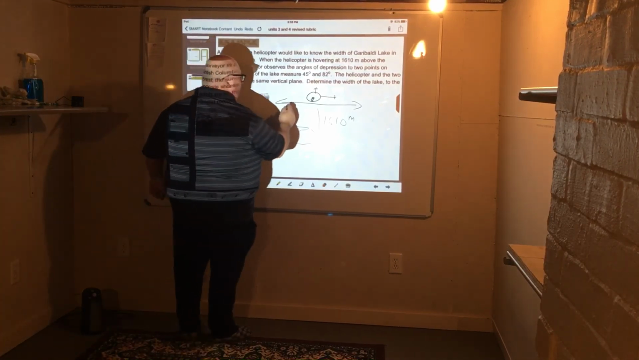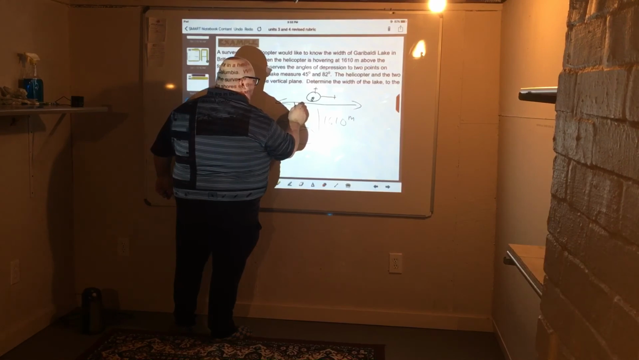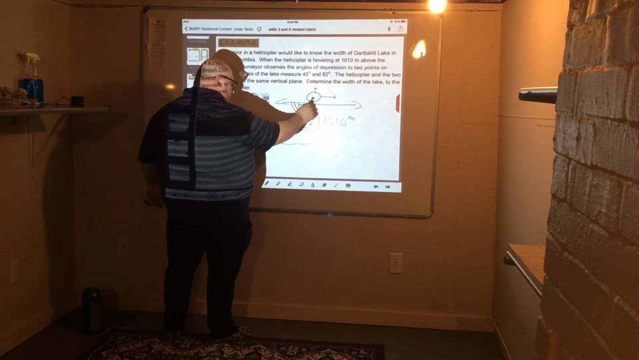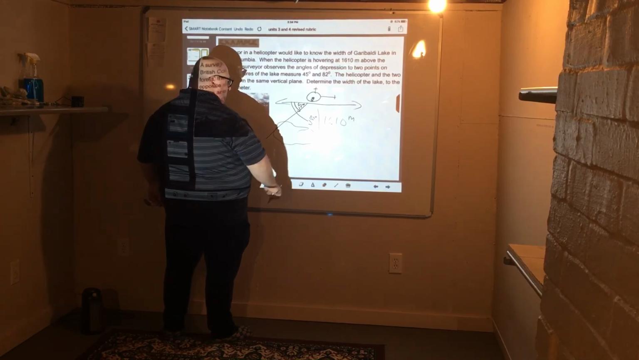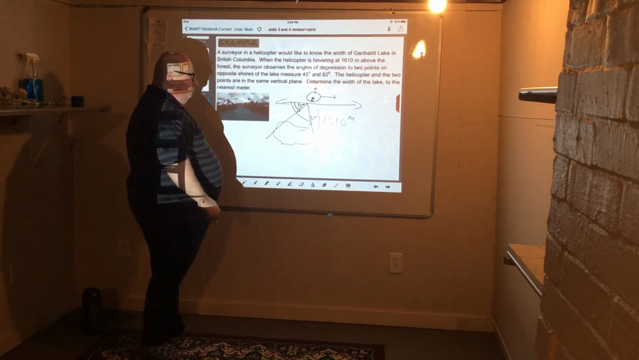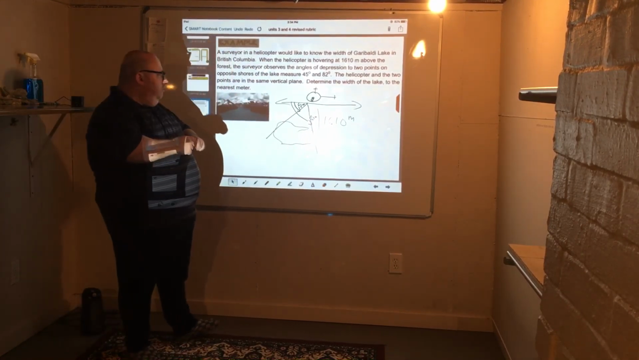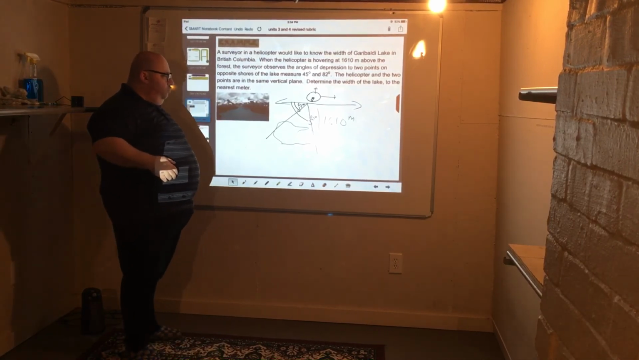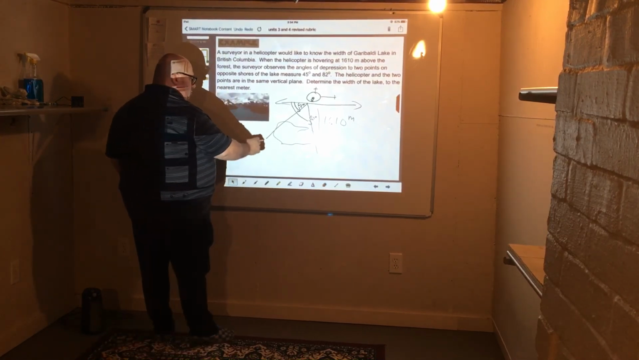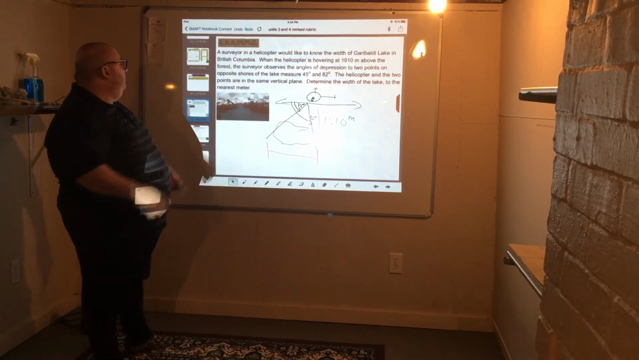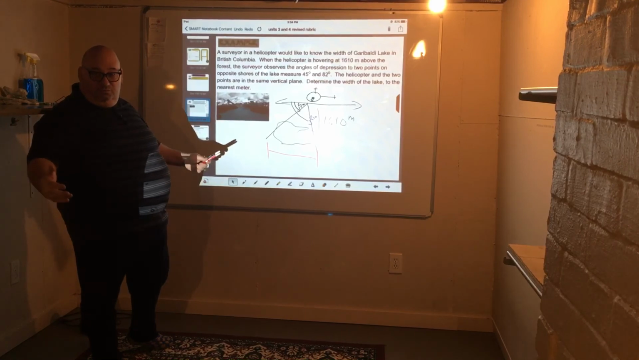So he notices that from one side, the angle of depression is 45 degrees, and that the angle of depression on the other side is 82 degrees, right? So from where he is, one side of the lake, 45 degrees, and on the other side of the lake, 82 degrees, right? From there to there. So the idea here is that somehow we can figure out the width of the lake based on these two measurements.